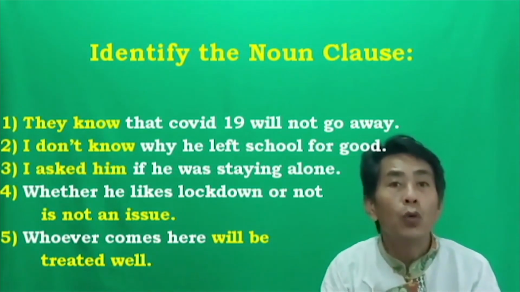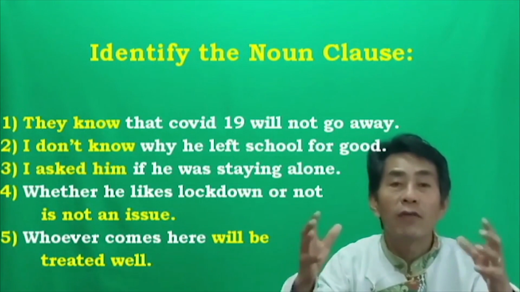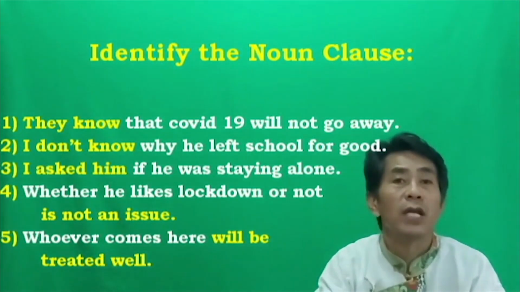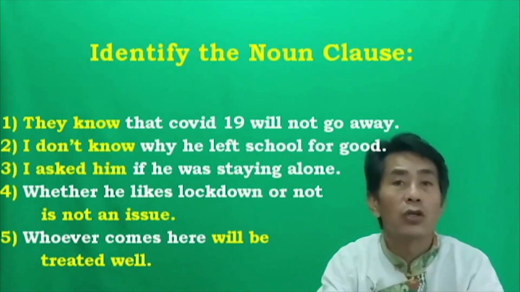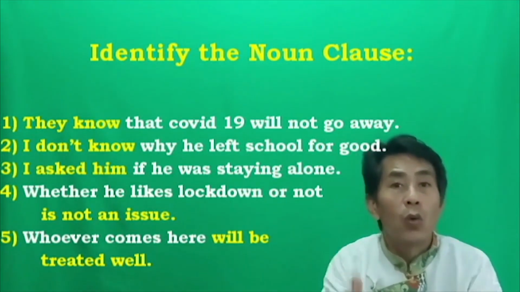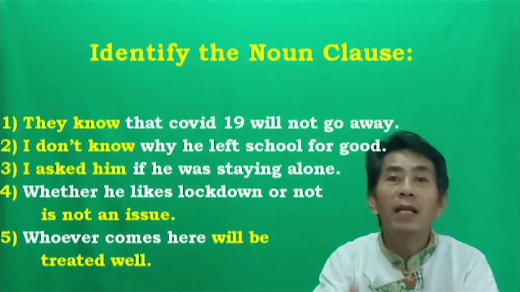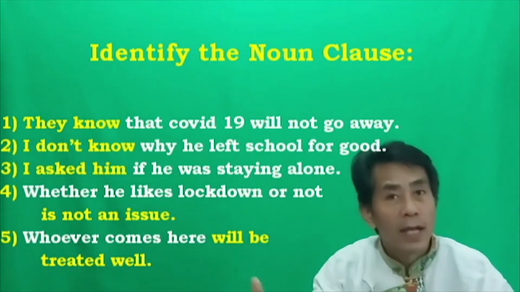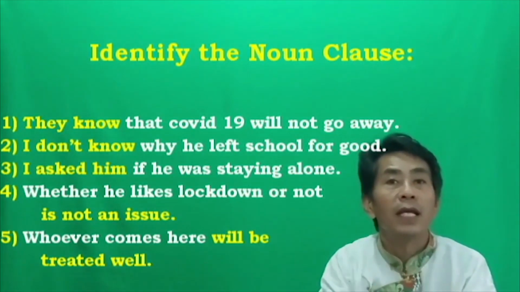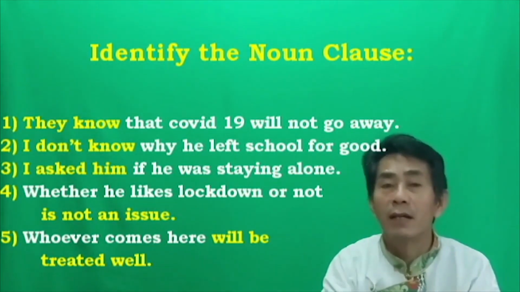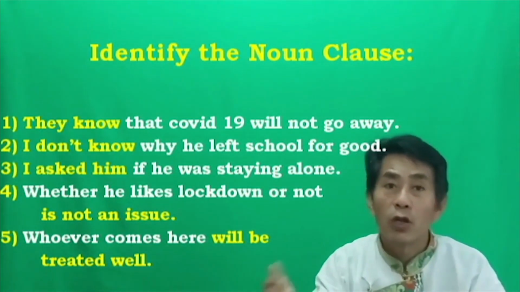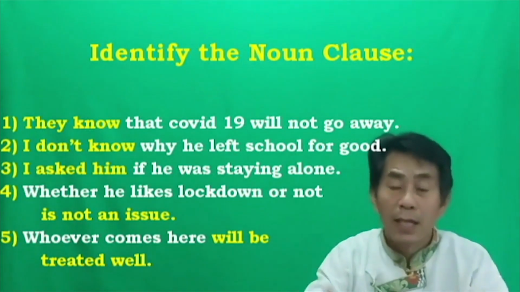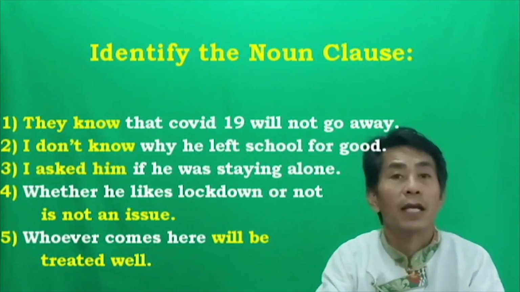Number five: "Whoever comes here." Now this is incomplete. This is a dependent clause. It has to depend on another clause to make it complete. "Whoever comes here will be treated well." Now it's complete. So "whoever comes here" is a clause. What type of clause is this? This is a noun clause. Why? Because it is taking the place of the subject. You got it?